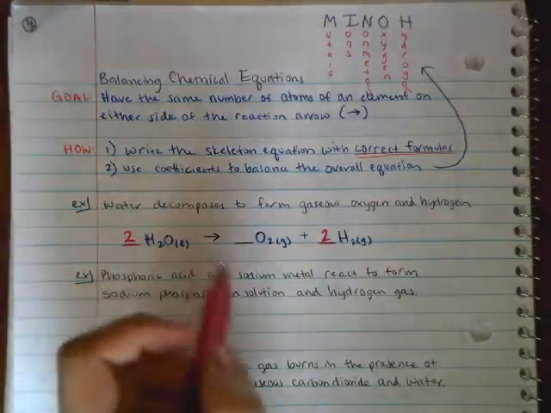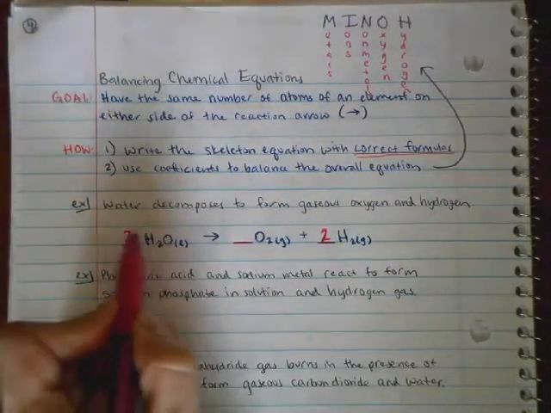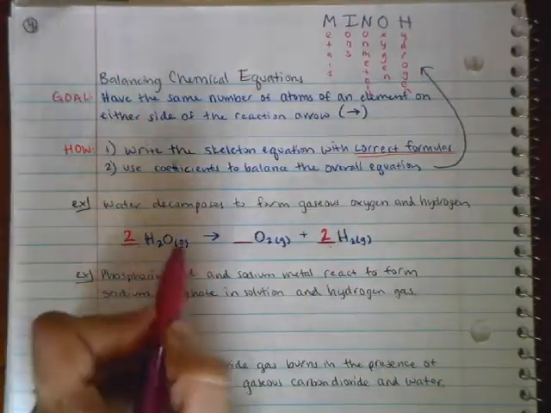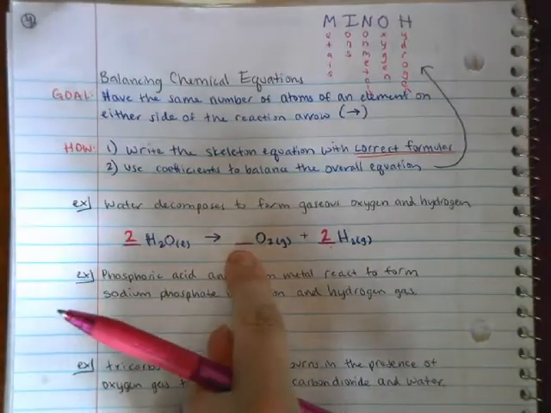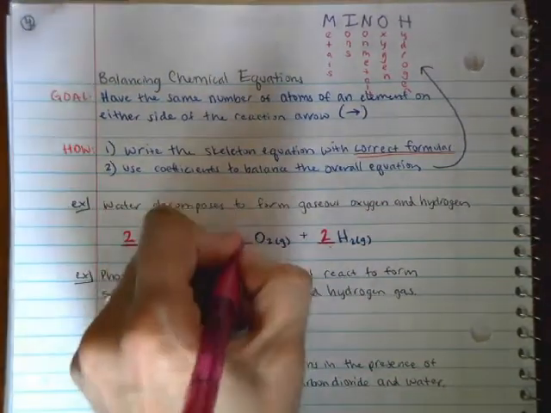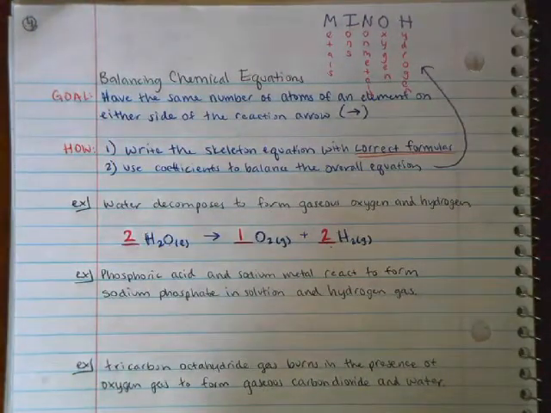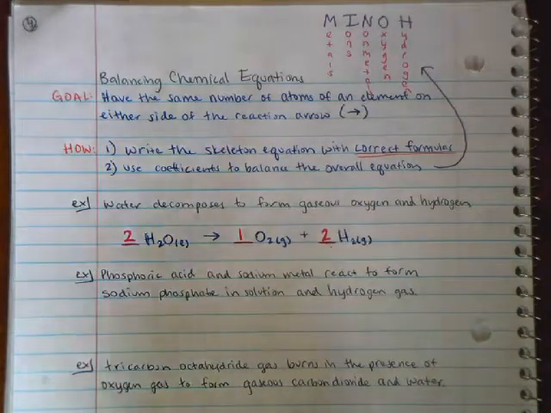Then I go back and double check. 4 hydrogens on the left, 4 hydrogens on the right. 2 oxygens on the left, 2 oxygens on the right. I do not need a coefficient here to make this work. If you want, you can put a 1. You don't have to. It's just like in algebra where x is the same thing as 1x. So that one's pretty easy.